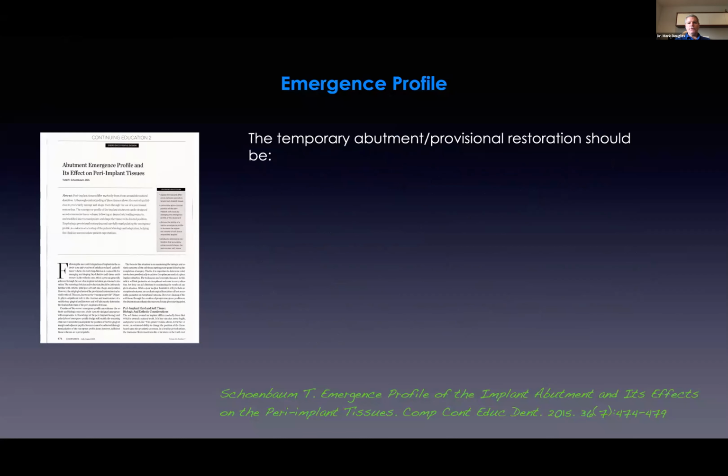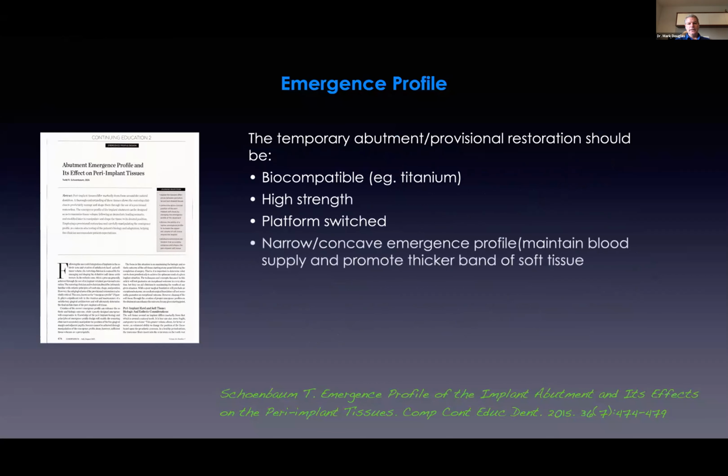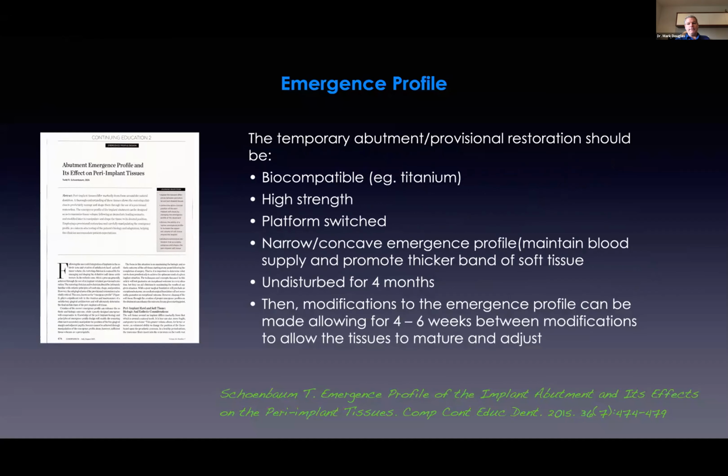So in summary, the temporary abutment provisional restoration should be biocompatible, titanium, zirconium also. High strength, should be platform switched. It should have a narrow or concave emergence profile to maintain blood supply and promote a thicker band of soft tissue. Should be left undisturbed for 4 months, and then you can make modifications to the emergence profile. But you have to allow between 4 and 6 weeks between modifications to allow for tissues to mature and adjust, and you can't do it too often.